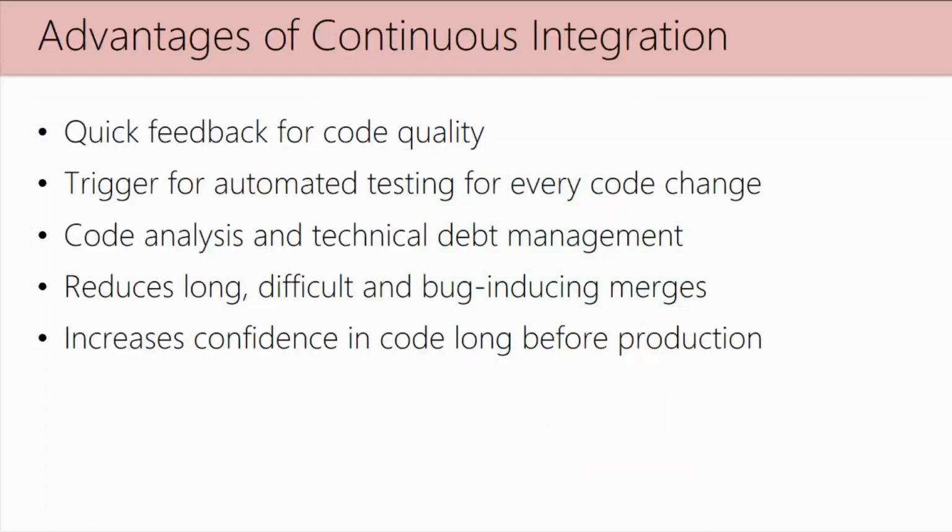Quickly, the advantages of continuous integration: it provides quick feedback for code quality. There's a trigger for automated testing for every code change. So every time something changes, there's a trigger, and then we test the code. Code analysis and technical debt management is one of the advantages. It also reduces long, difficult, and bug-inducing merges, right? So it also helps streamline the code itself, and increases the confidence in code long before production.